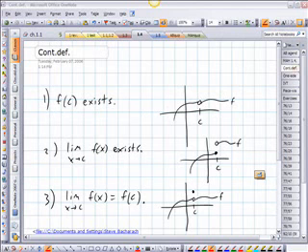So this is a violation of that particular part of the continuity definition. The limit exists as we approach from each side. The limit will exist, but the point does not. This is a hole. It's also a removable discontinuity.